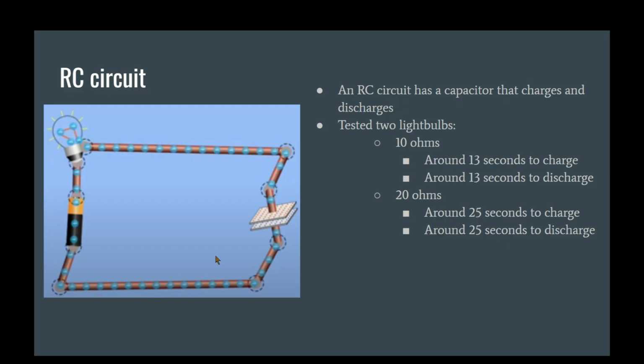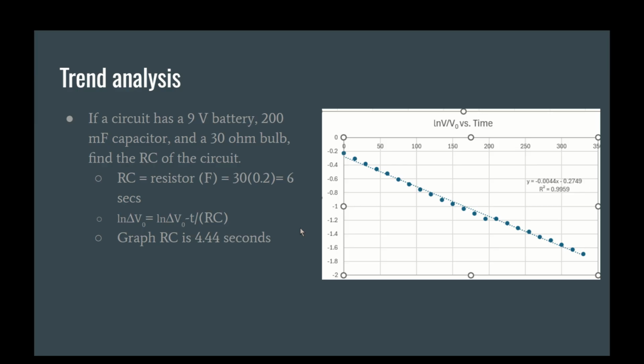Then we had to look at an RC circuit. An RC circuit stands for a resistor-capacitor circuit. We tested 2 light bulbs on this circuit. We had a 10 ohm and a 20 ohm. The 10 ohm obviously took less time to reach the capacitor because it's not creating as much resistance to the current and voltage that's trying to come around. So those numbers make sense.